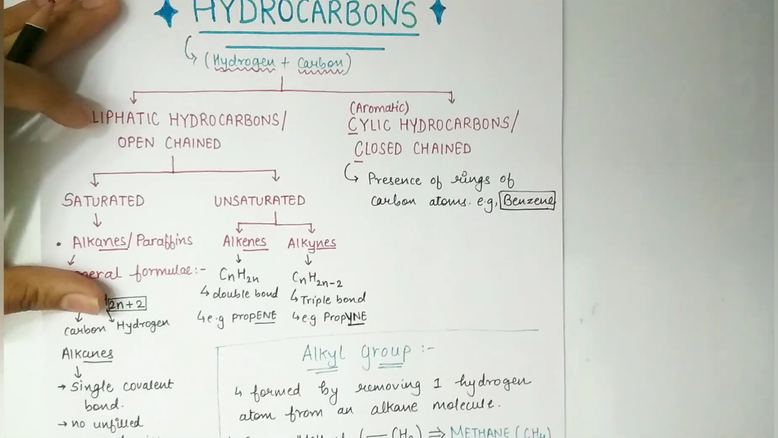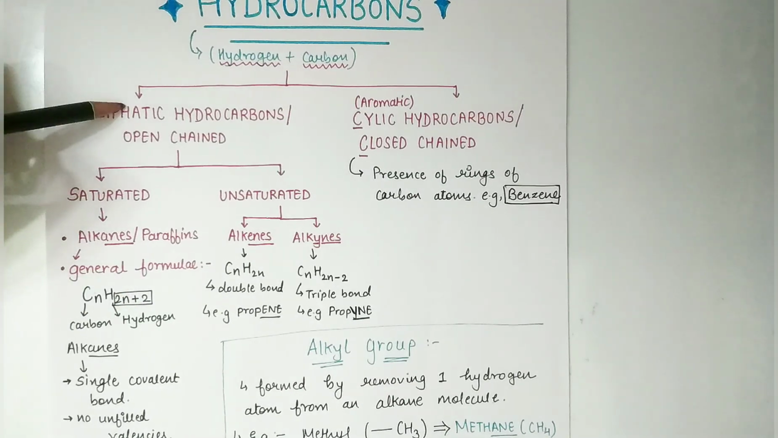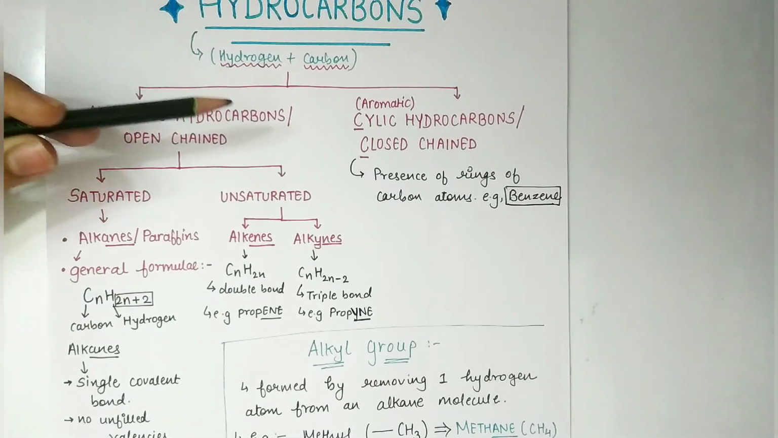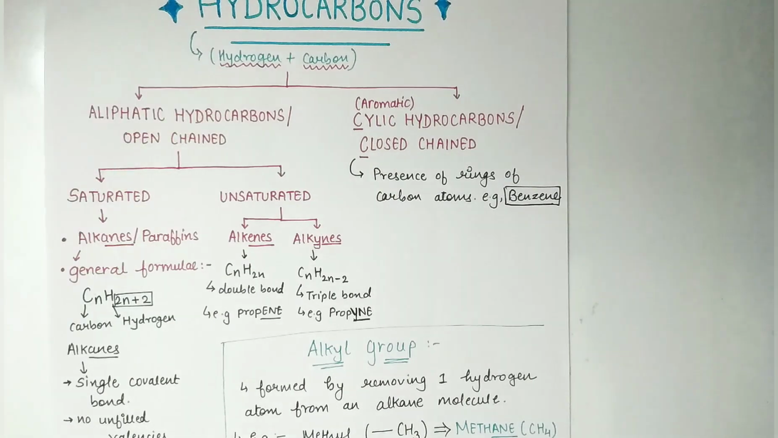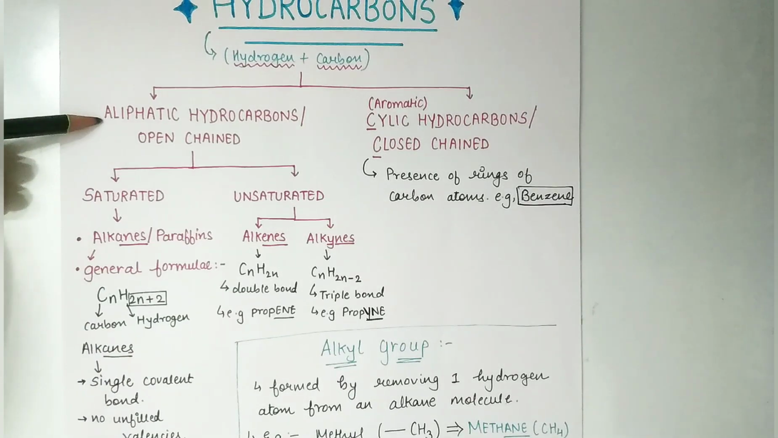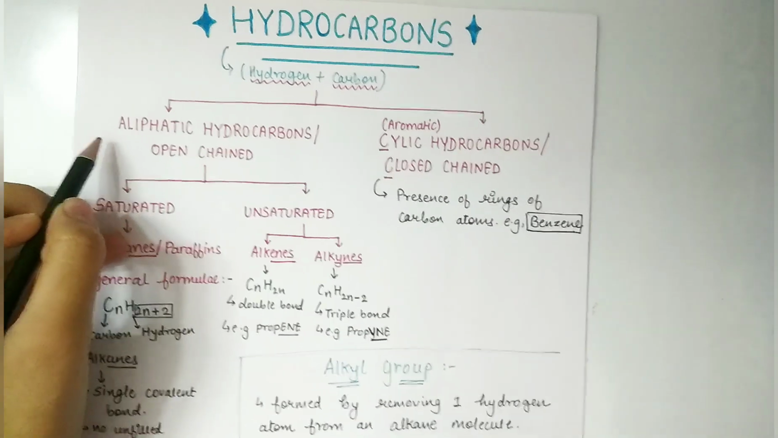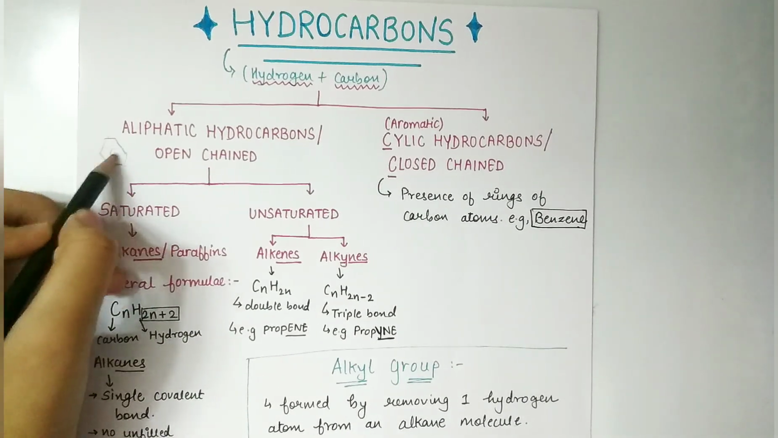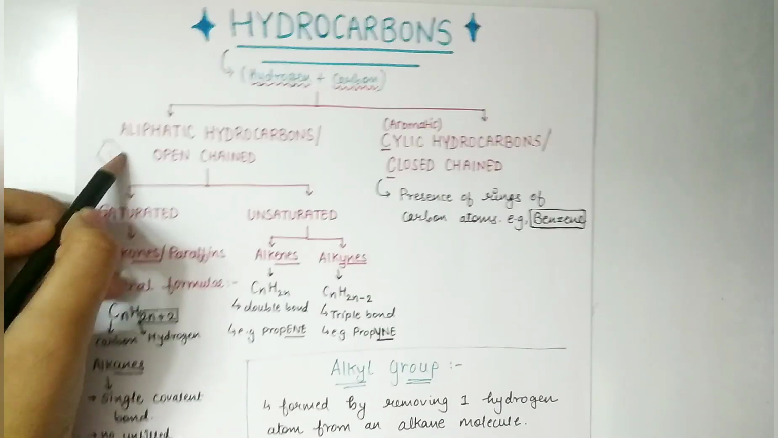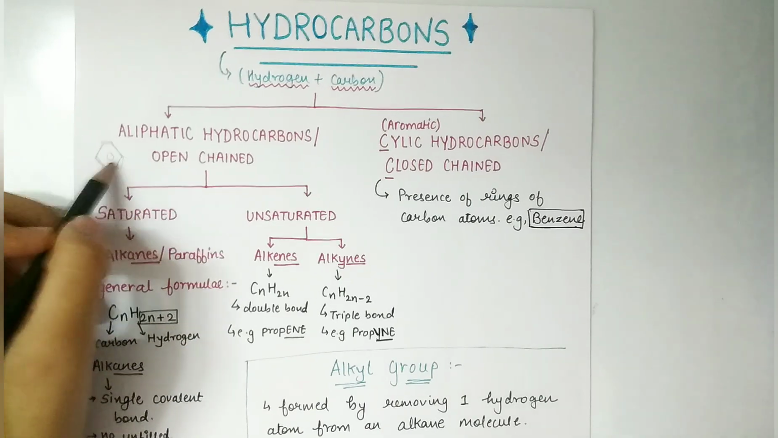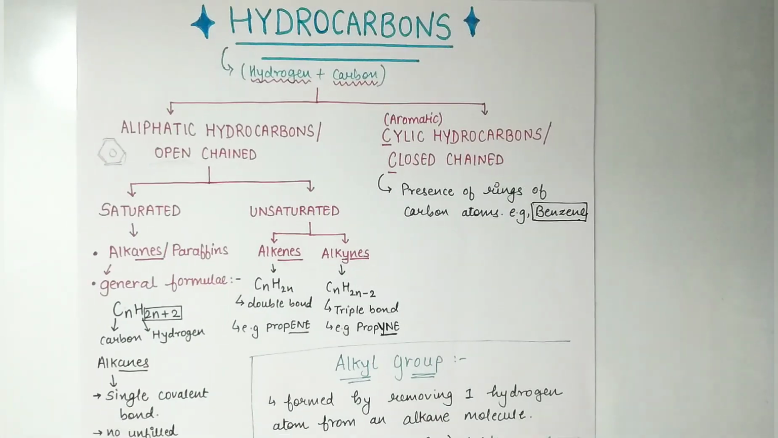Now if we have to classify the hydrocarbons, they are of two types: aliphatic hydrocarbons and cyclic hydrocarbons. This is where it gets slightly complicated, but you need to keep paying attention to understand all of it. Aliphatic hydrocarbons are also known as open chain. Open chain means that they do not form a round or closed chain. Like here, this is somewhat of an example of benzene, which is closed chain, but this is open chain. Open chain means it is not a closed figure.